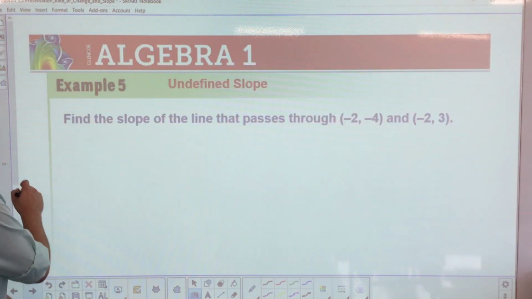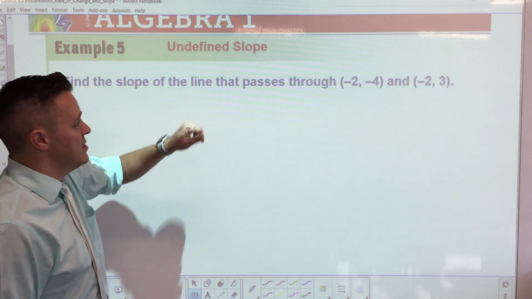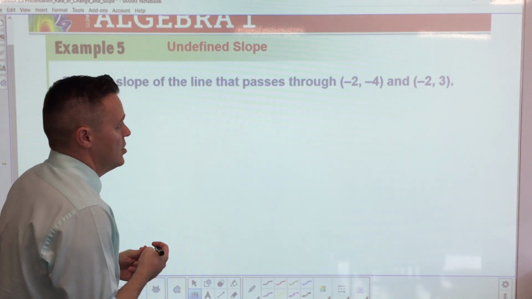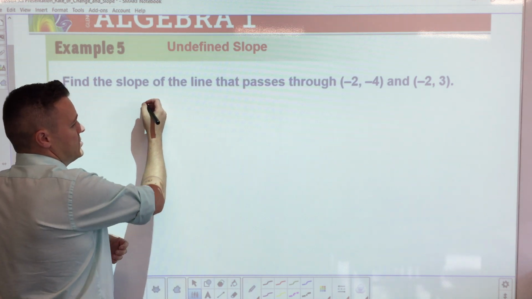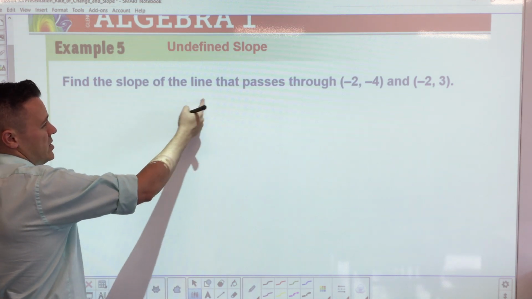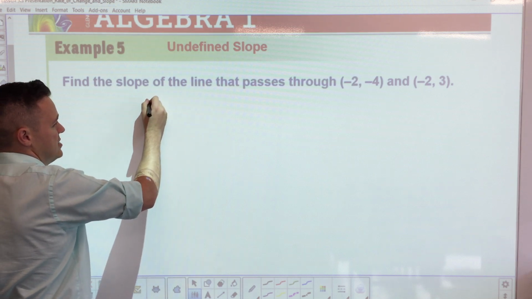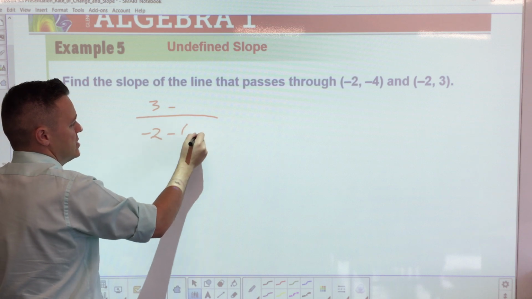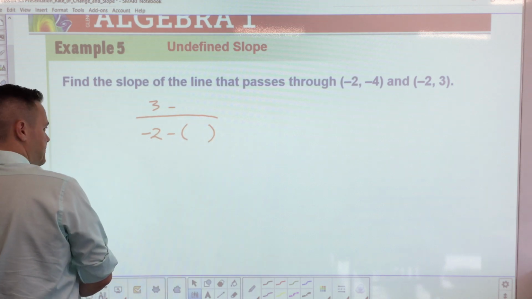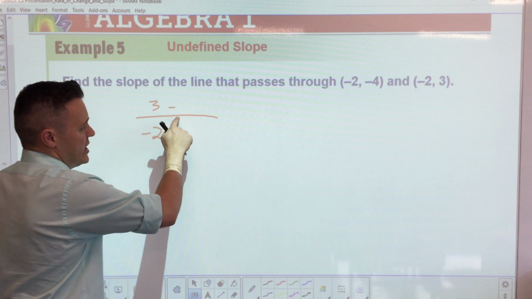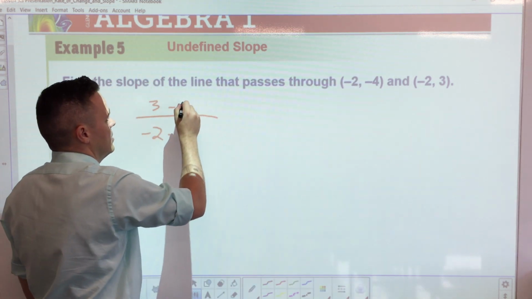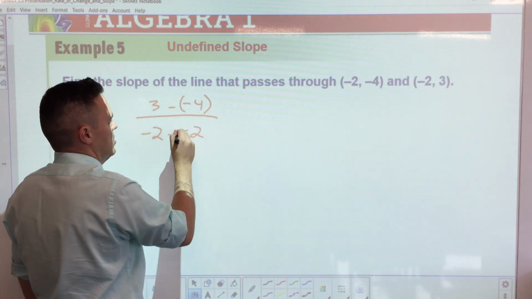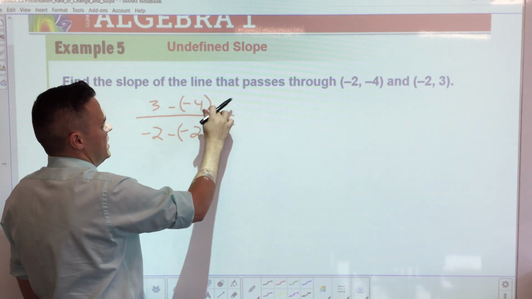It happens. All right, find the slope of a line that passes through -2, -4, and -2, 3. All right, so let's do the rise over run, or y2 minus y1. So y2, in this instance, we'll go 3 over -2. There's your first 2 points, okay? And then your second point is going to be a -4 and a -2.